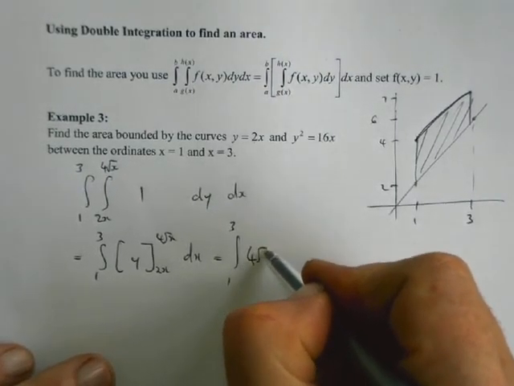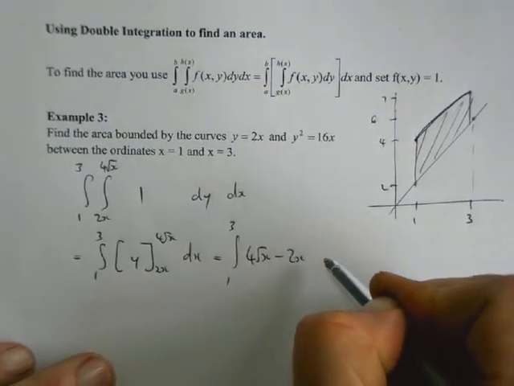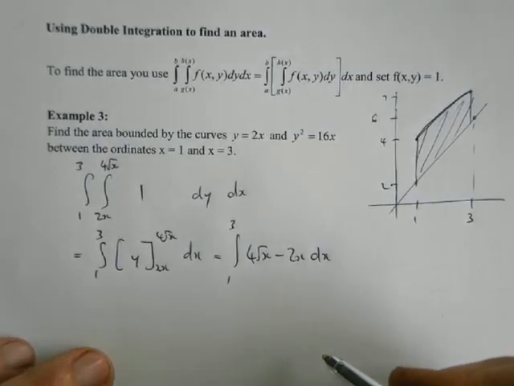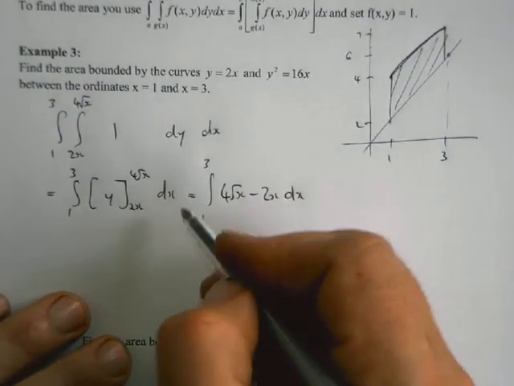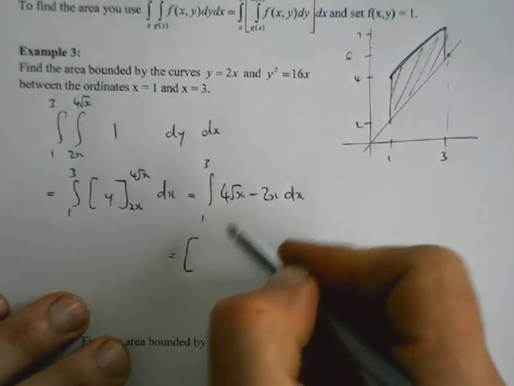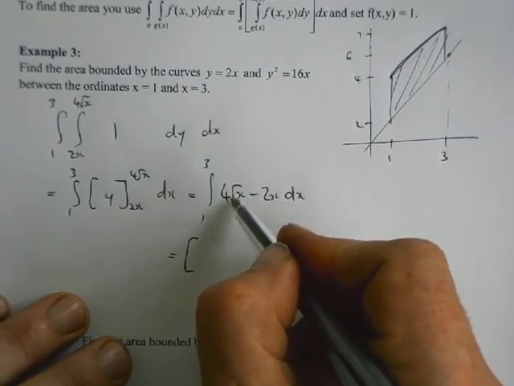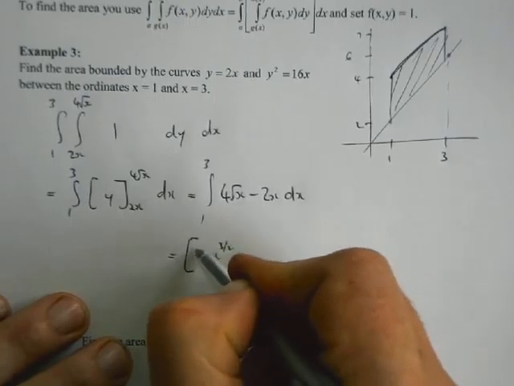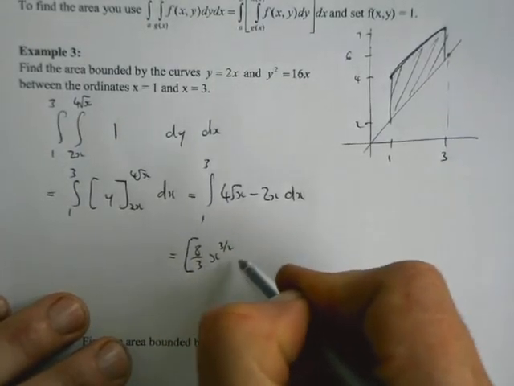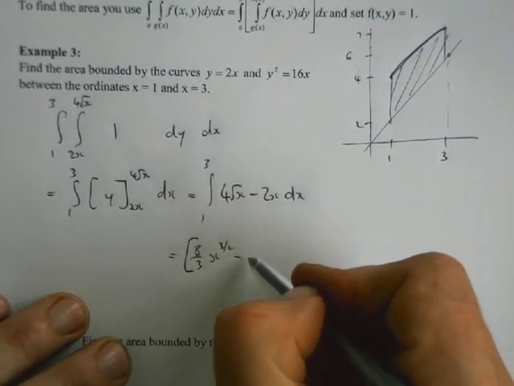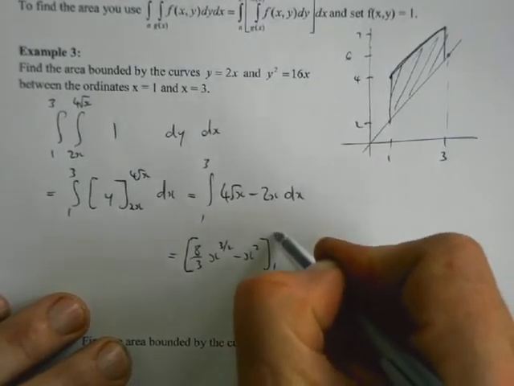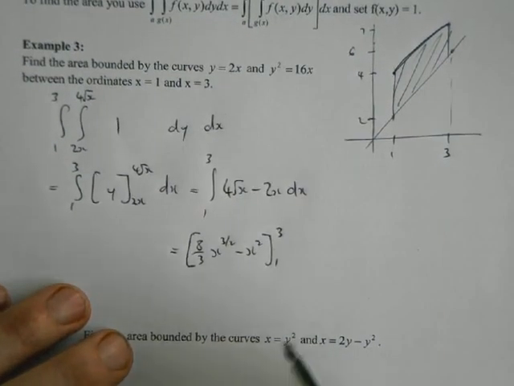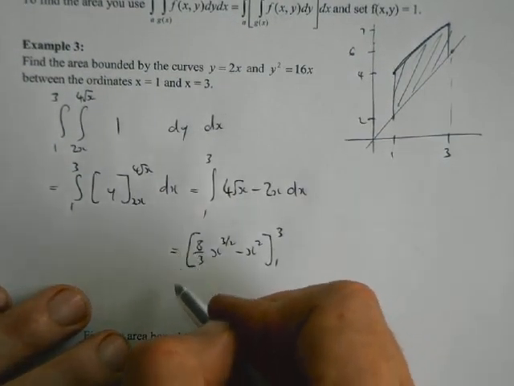Substituting the values in, we get 4 root x minus 2x dx, and then we actually have to go ahead and do that integration. So we're going to get 4 root x, well that's x to the power of a half, so when we integrate that we get x to the power of 3 over 2 times 2 thirds, which will give us 8 thirds, minus x squared between 1 and 3, and then we just substitute the numbers in and see what we come up with.